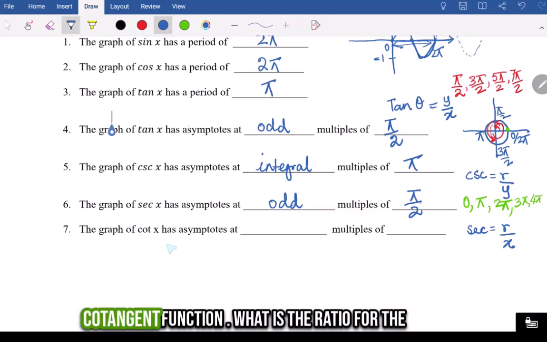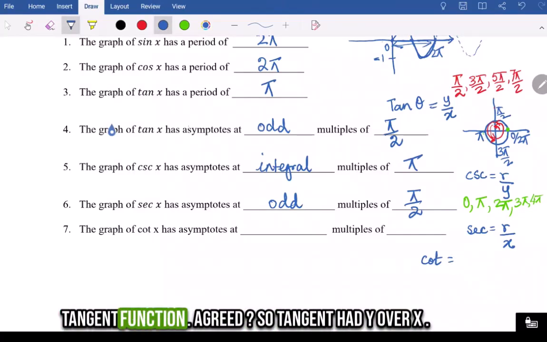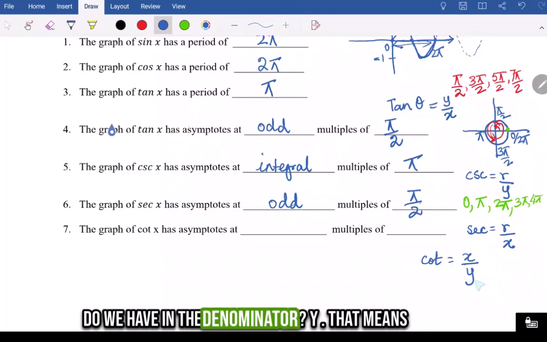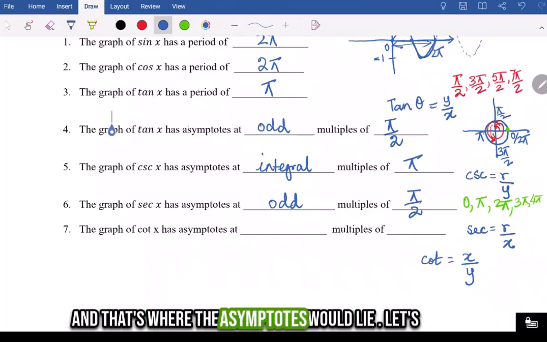Let's look at the cotangent function. What is the ratio for the cotangent? Cotangent is the reciprocal of the tangent function, agreed? So tangent had y over x. Therefore, cotangent would be x divided by y. What do we have in the denominator? Y. That means whenever y becomes 0, cot would be undefined. And that's where the asymptotes would lie.